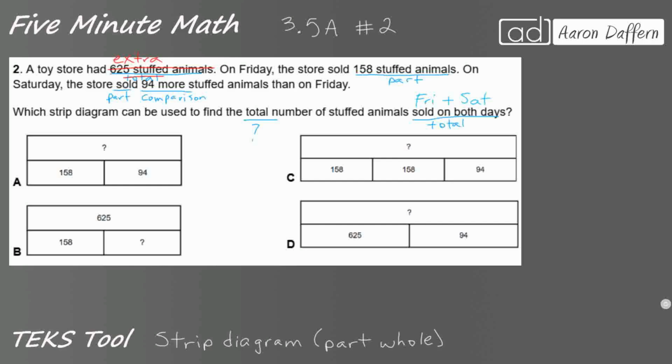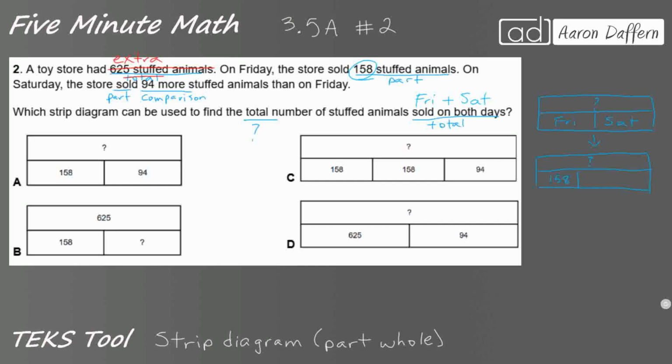So I could represent it like this. I can say my total is going to be on both days. So I can say Friday and I can say Saturday. Well, the Friday is easy. The Friday is 158. So we can make it look like this. And we can replace Friday with 158. The problem, and I'm going to give myself a little bit of room, comes when we get to Saturday.